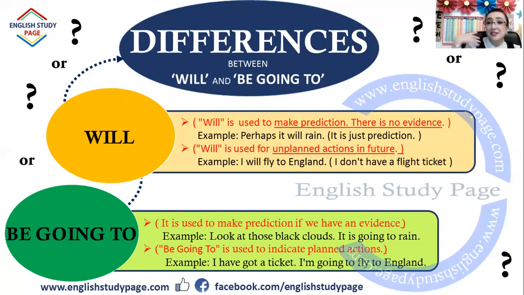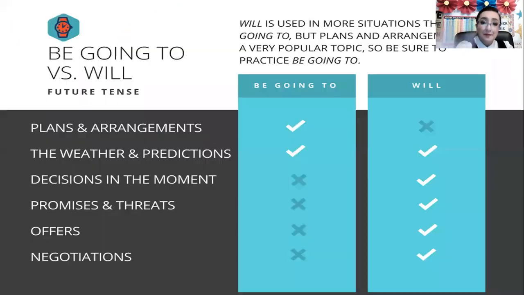The difference between will and going to is that with will you are saying, I will travel to England. Yes, I want to do that, but I don't even have the ticket, the money, and so on. And if I use going to, it's because I already have my ticket and I have been planning all this situation. Those are the two main differences between will and going to.